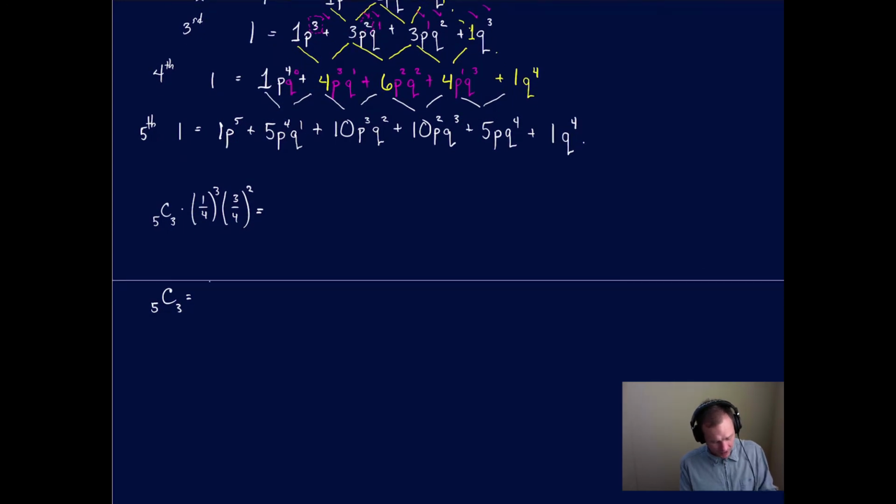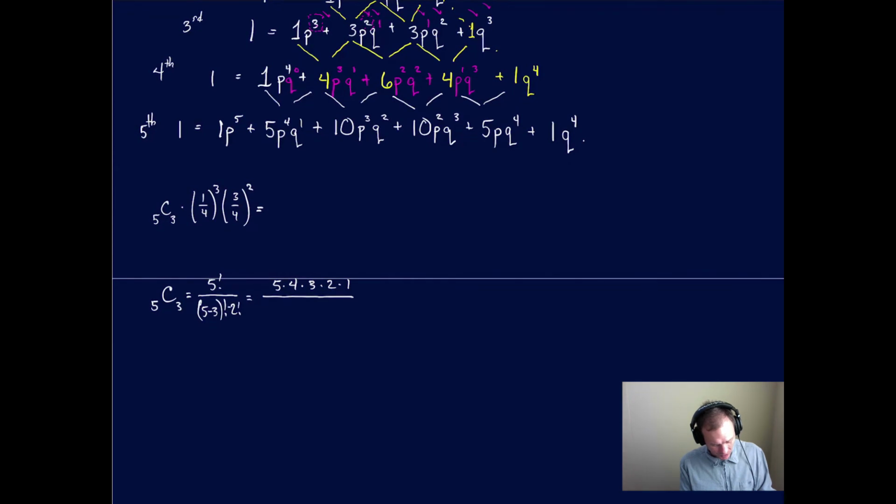This is 5 factorial over, remember what it means. It means 5 minus 3 factorial, 3 factorial. Well, 5 factorial is 5 times 4 times 3 times 2 times 1. 5 minus, oh, whoops, not 2. This should be a 3 factorial there. Okay. Then, so now I have 5 minus 3, that's 2 factorial, that's 2 times 1, times 3 factorial, that's 3 times 2 times 1.